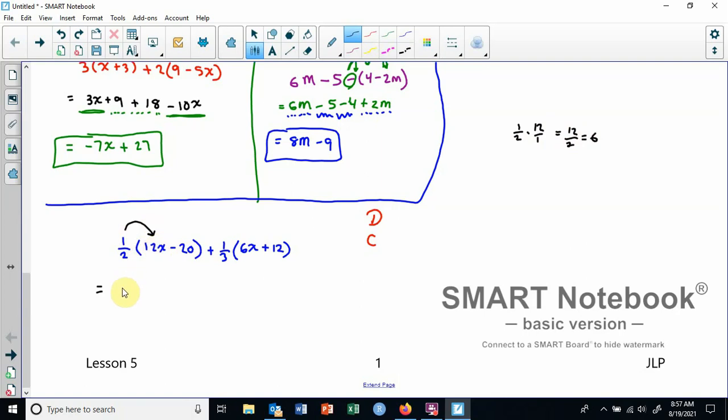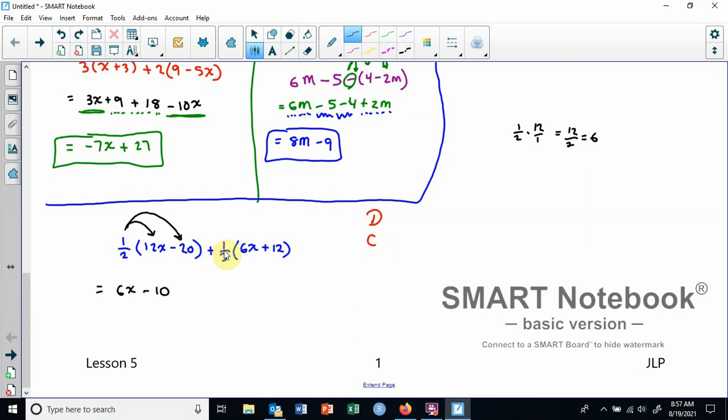So this will be 6x distributed into this minus 20. If you do go through the same steps, or use your calculator, I'll be your calculator for you. Multiplying by half just halves it. What's half of 20? 10. Notice half of 12 is 6.